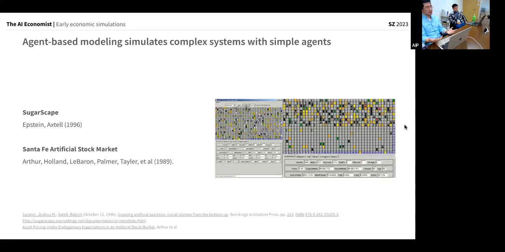This is still very primitive in a way, right? Because in this agent-based modeling exercise, the behavior of these agents is still based on rules. There's still a very simple if-else rule that determines the behavior. So it's not very smart.